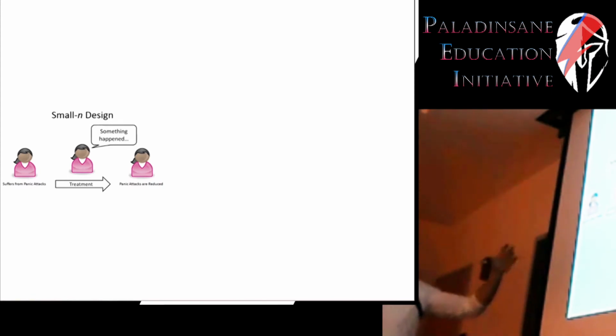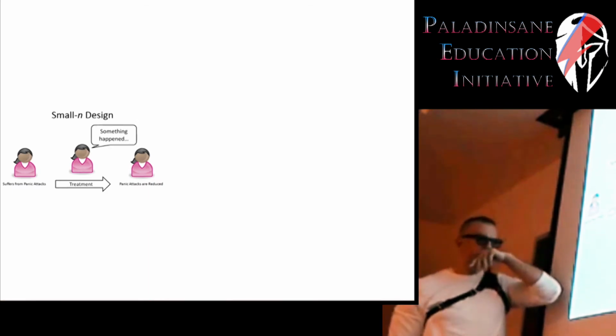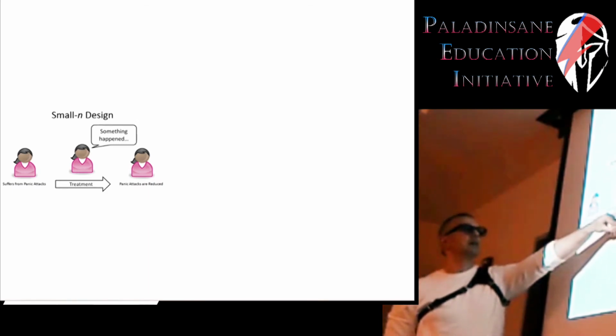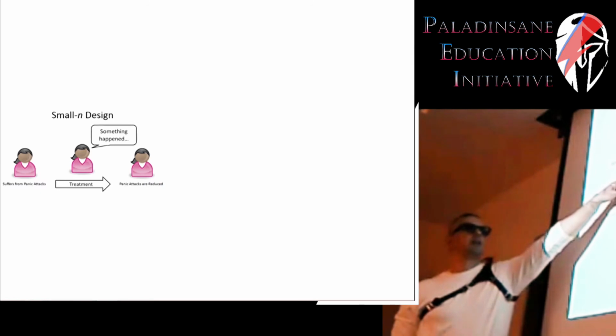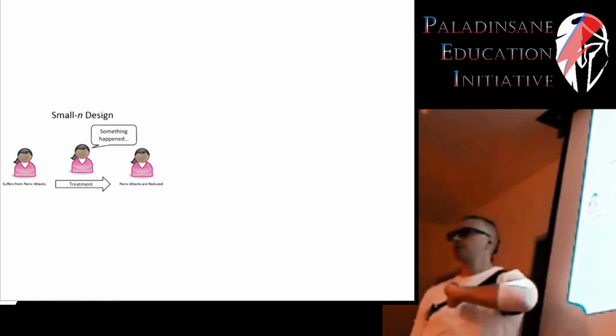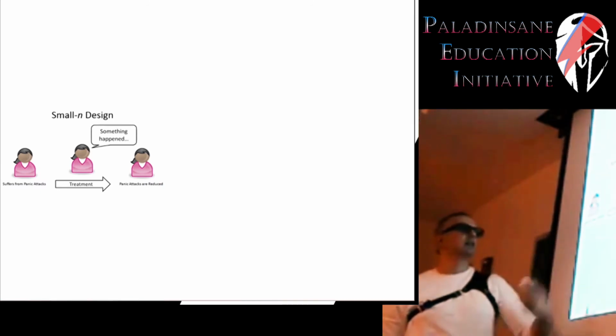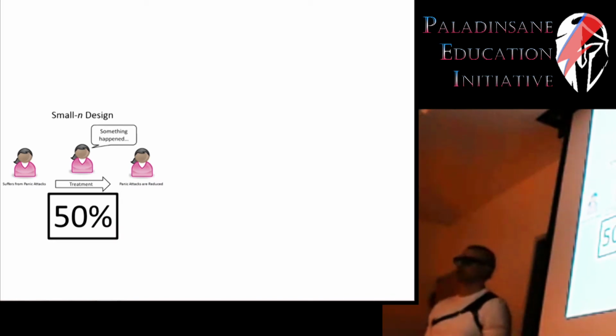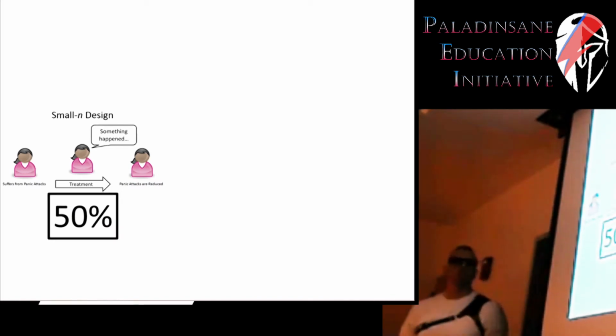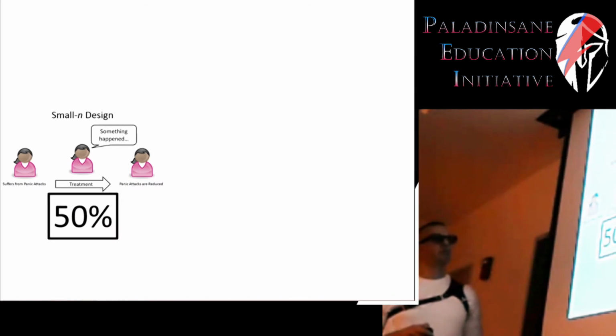So let's just, for argument's sake, say that the probability that something else happened, and that is what caused the reduction in panic attacks, let's say that probability is 50%. Right? There's a 50% chance that it was your treatment. There's a 50% chance that something else happened.